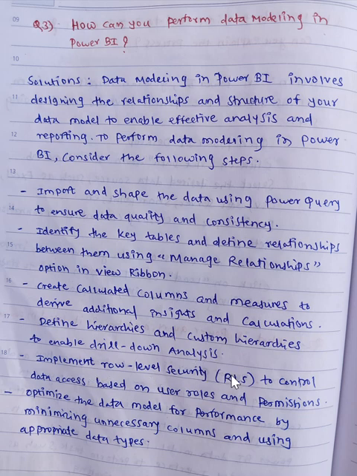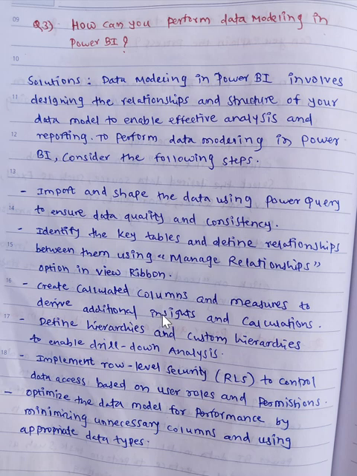So implement row level security to control data access based on user roles and principles. We can do the RLS using the data model. Optimize the data model performance by minimizing unnecessary columns and using appropriate data types. These are the key points we can understand about data modeling.